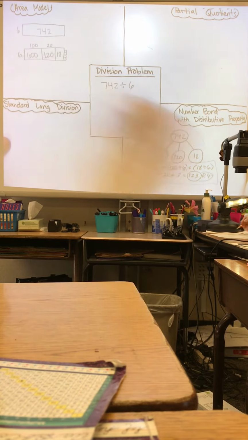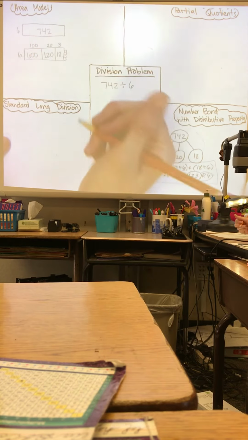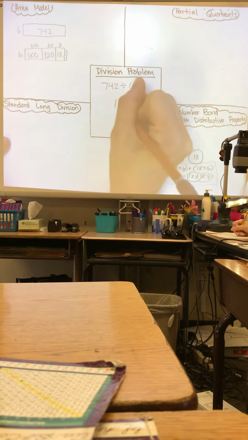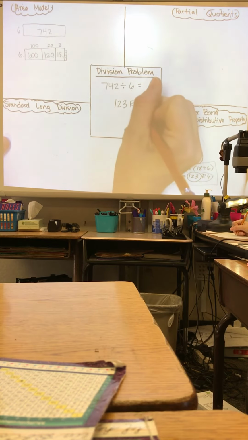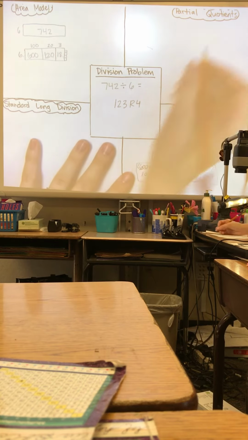18 is divided by 6 3 times with my remainder of 4. So I know that this equals 123 remainder 4. Okay, so now it's time for partial quotients.